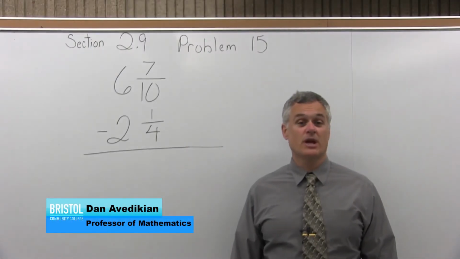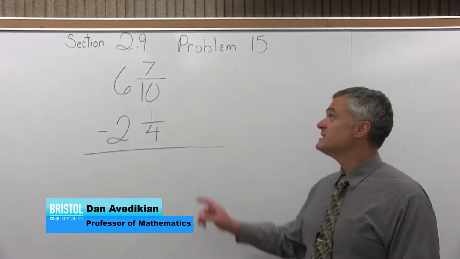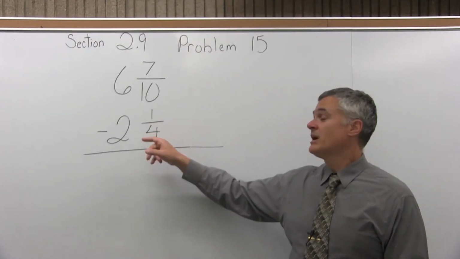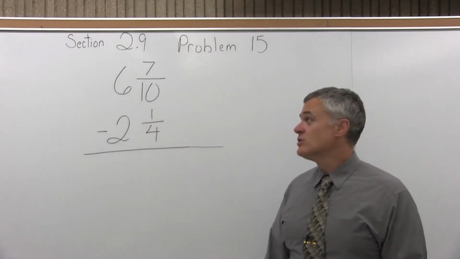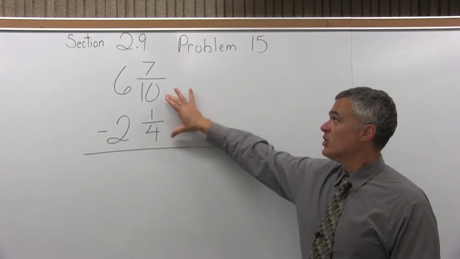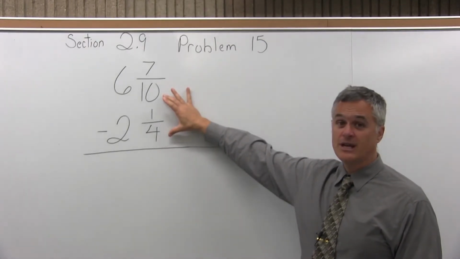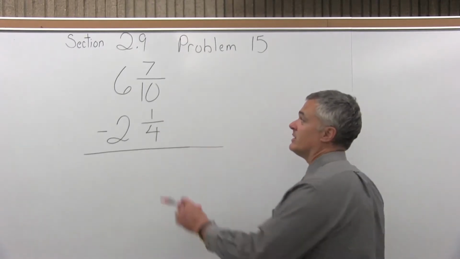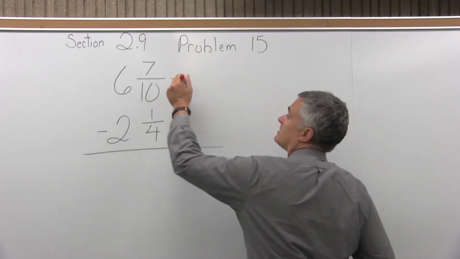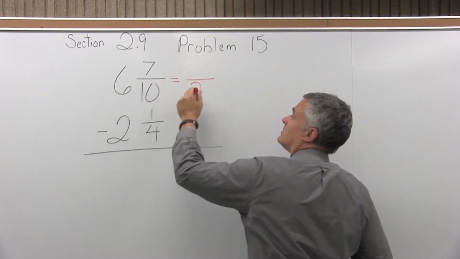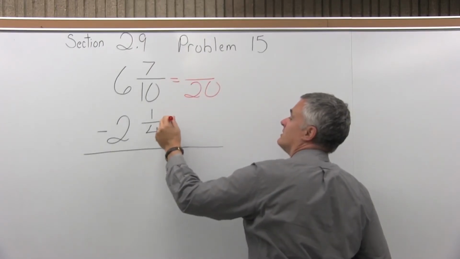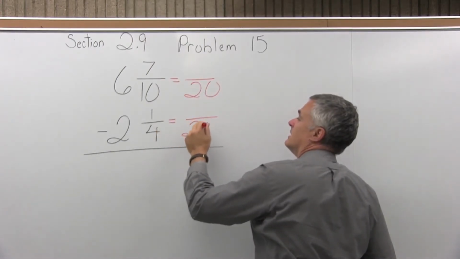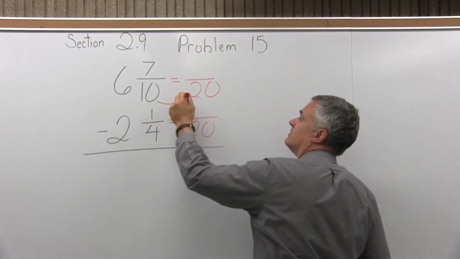This is Section 2.9, Problem 15. We have 6 7/10 minus 2 1/4. So in order to do this subtraction, we need to make a common denominator. If we're dealing with 10 and 4, a good common denominator would be 20. 20 will work well. 10 divides into 20 evenly, and so does 4. So let me start with a denominator of 20 for each fraction, and then we'll figure out what the numerators need to be.